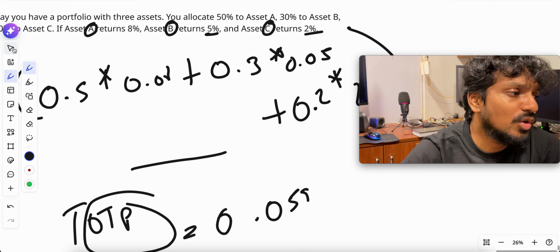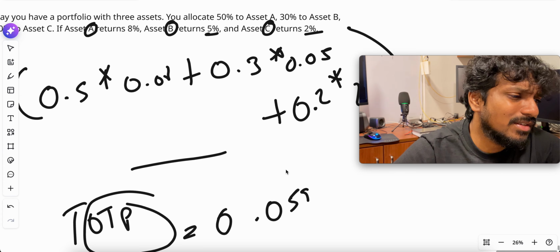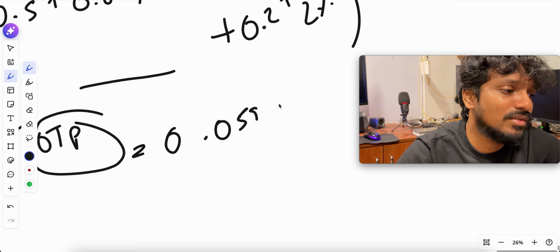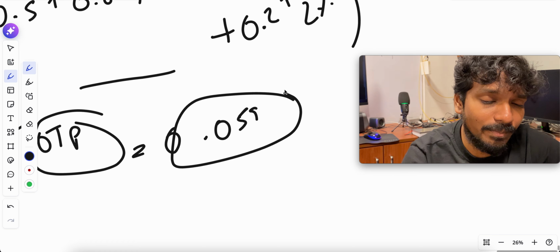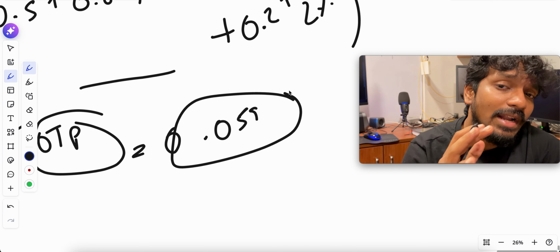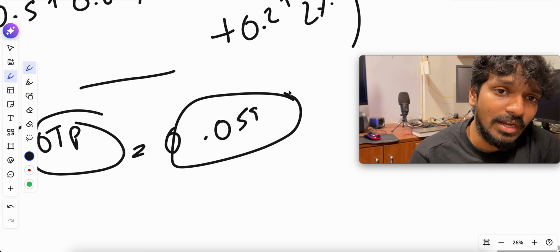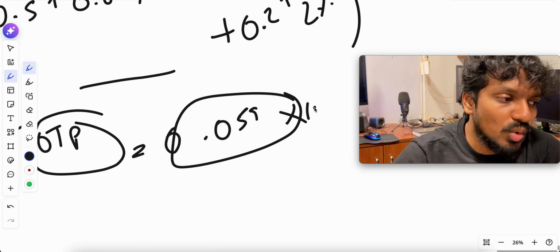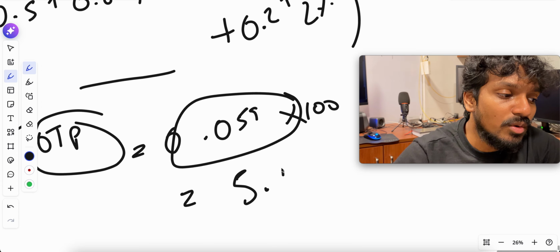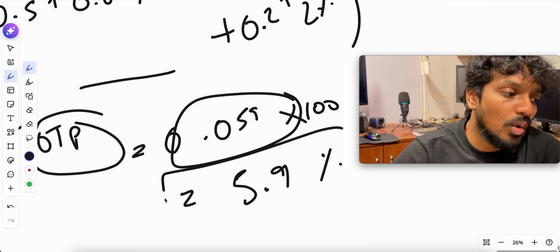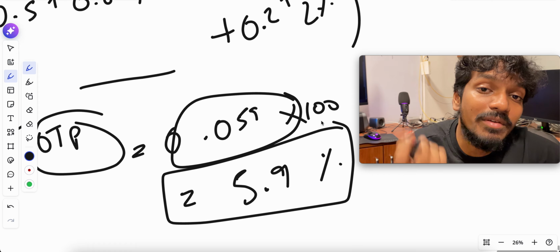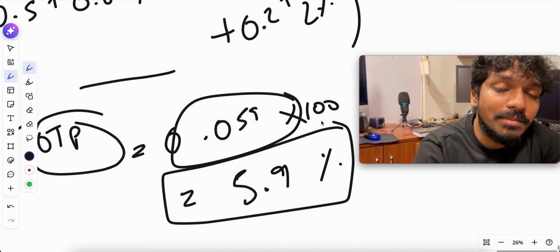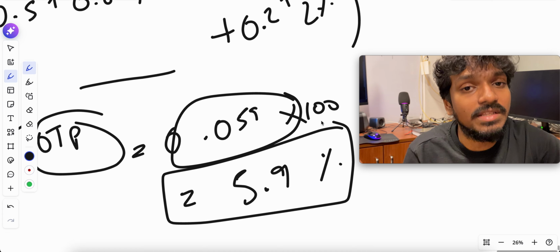You would have a doubt: you said you're going to find out the final result, and you got a value like 0.059. What is this exactly? See, we divided everything to make the values decimals. So now we multiply by 100, and you will get a value of 5.9, which is nothing but the total portfolio return: 5.9%. You got it? This is the math behind the portfolio returns.